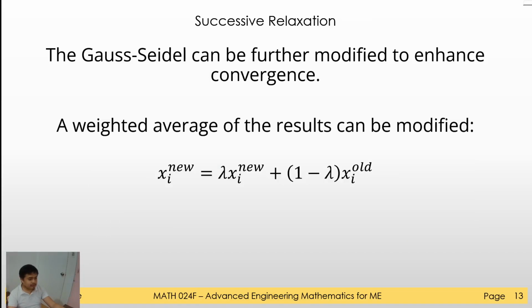Okay, hi everyone. So let's discuss now the successive relaxation method. As we discussed last time, for Gauss Jacobi, we just used the old values from the previous iteration. For Gauss Seidel, we utilize the most recent available values for the approximations.